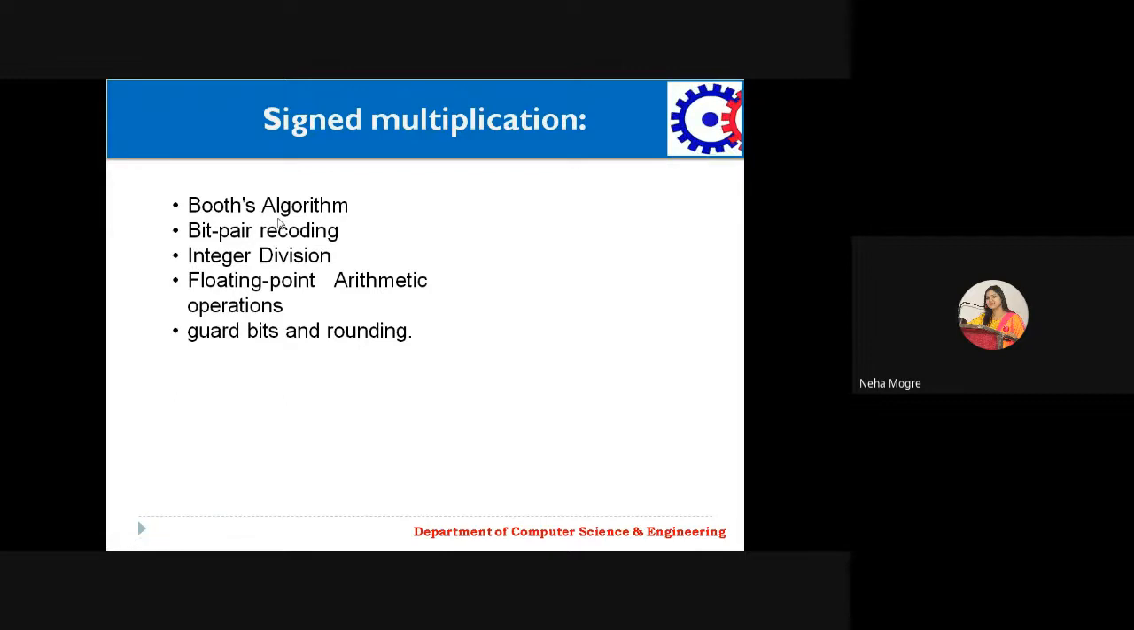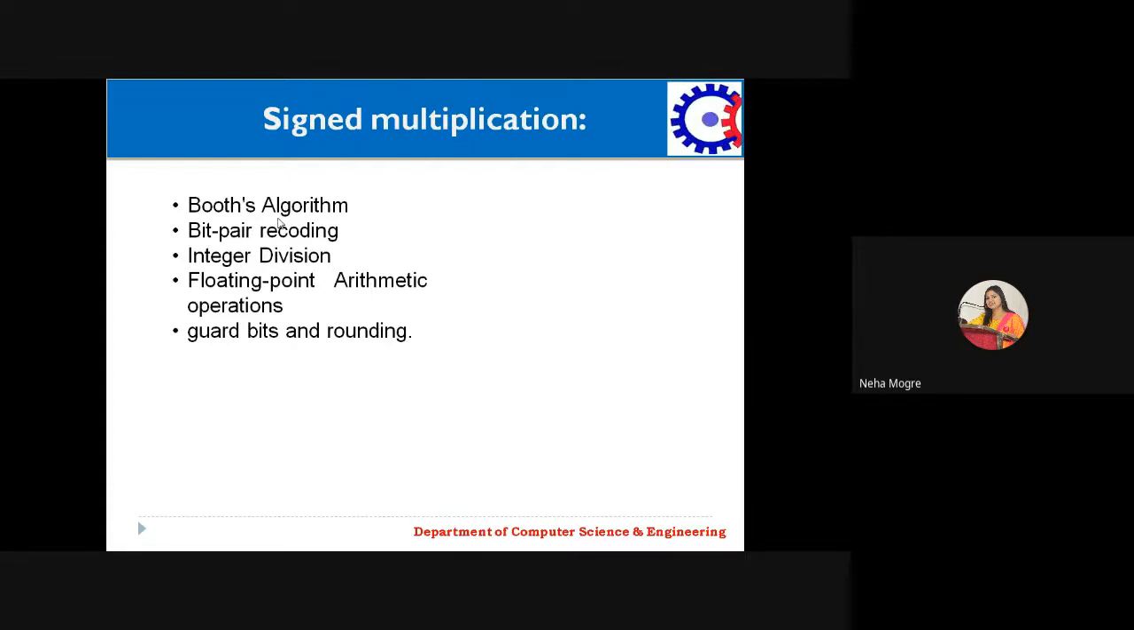So Booth's algorithm is specifically for the multiplication of signed numbers. As in a previous class also I have given you this instruction, whenever there is a negative number we cannot take it as it is. We will perform its 2's complement, and that number we are going to use for our multiplication purpose. You remember? Yes or no? Yes, ma'am. So a negative number you are not going to take directly. We are going to convert that negative number to the 2's complement form, and that 2's complement number we are going to use for the multiplication purpose.